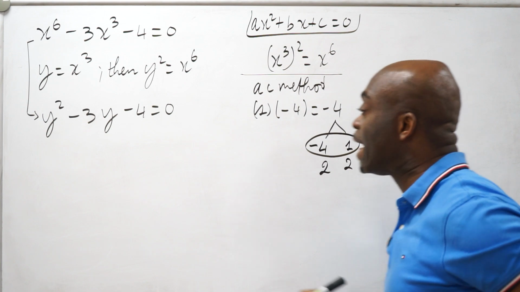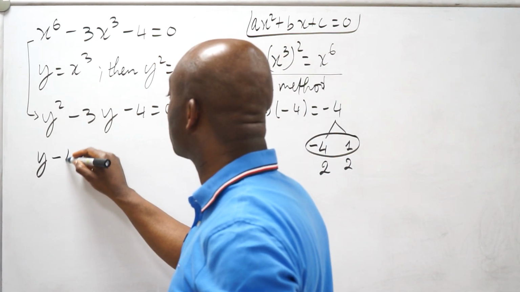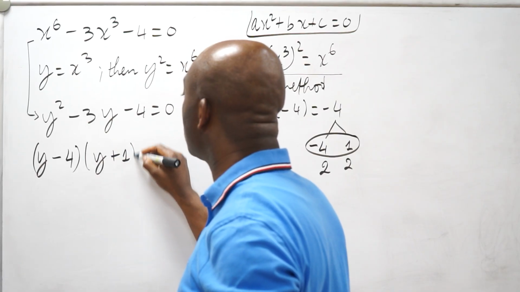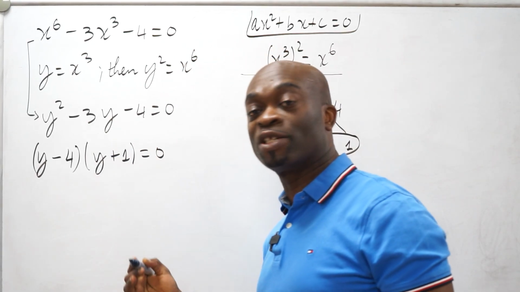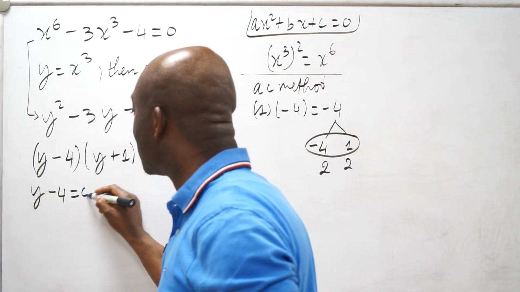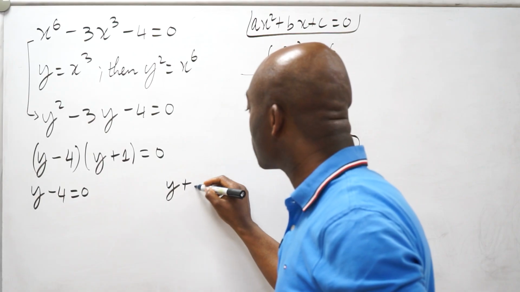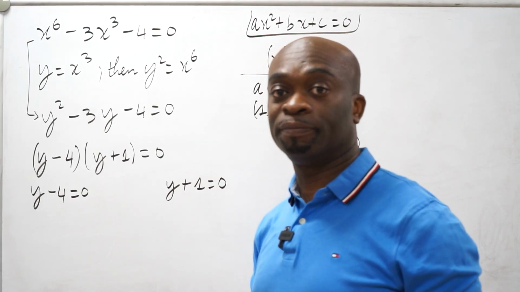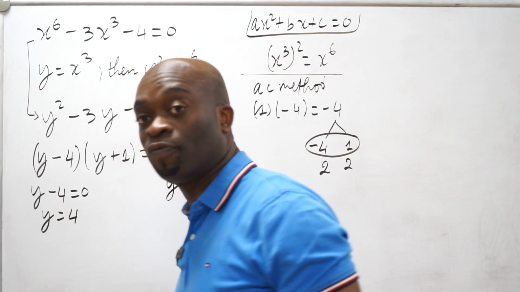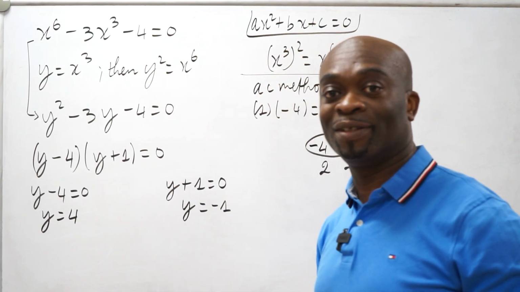So once we have that, we are well established. We have y minus 4 times y plus 1 equals 0. Now we can solve for y. In both cases, y minus 4 equals 0 and y plus 1 equals 0. So once we do that, y equals what? y equals 4, and then we have y equals -1.